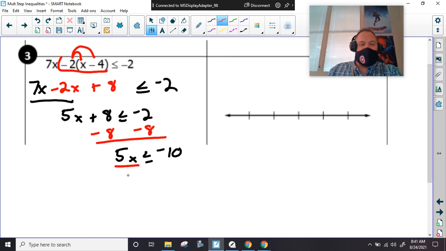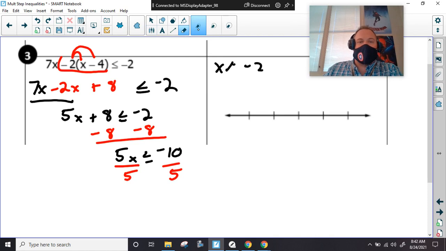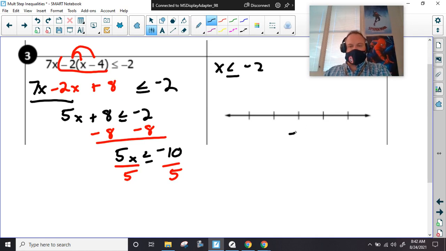All right. Now, I divided by 5. My answer is a negative 2. Do I still change my alligator head? No. No, because I did not divide by a negative. Okay. All right. Negative 2, negative 1, negative 3.